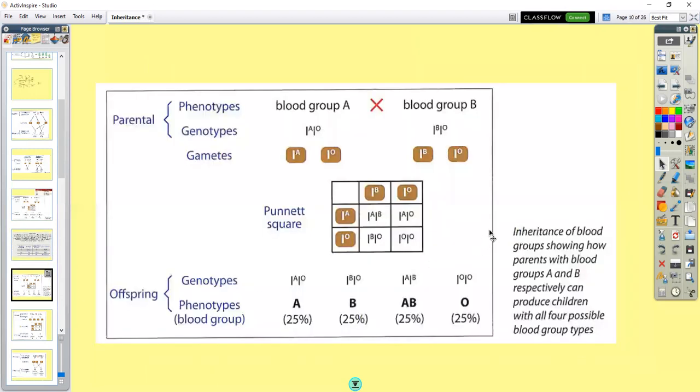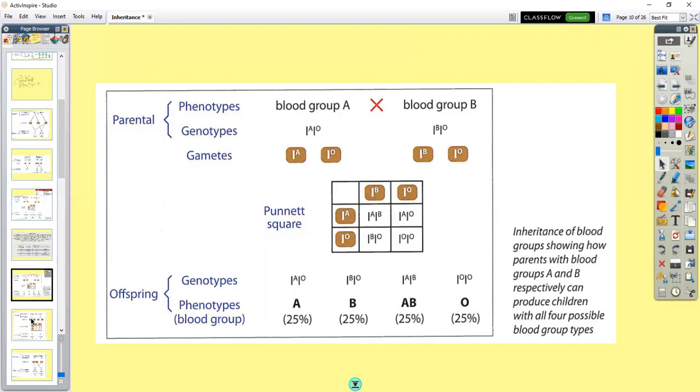Okay, again, a cross which would give all 4 genotypes and phenotypes would be heterozygous blood group A crossed with a heterozygous blood group B. So there's your IA IB, so blood group AB. IA IO, blood group A. IB IO, blood group B. IO and IO is your blood group O.